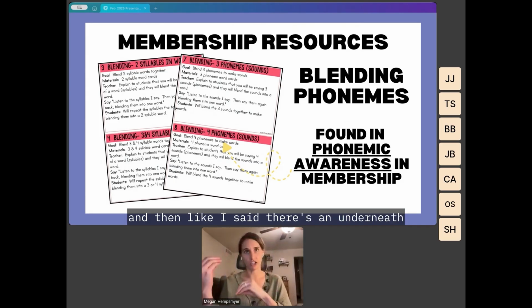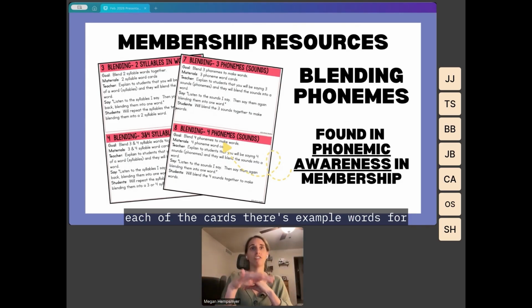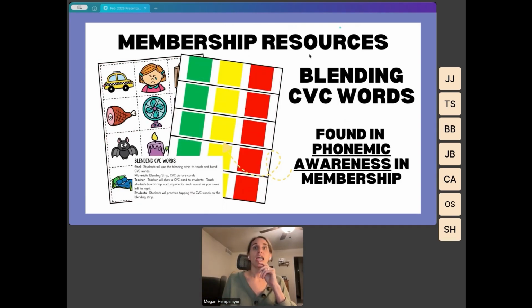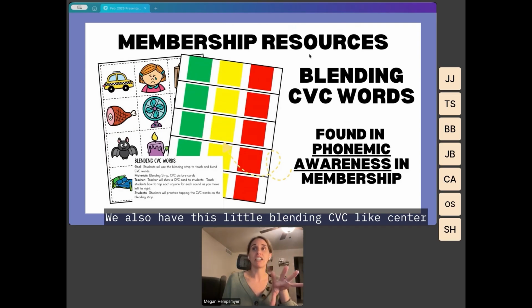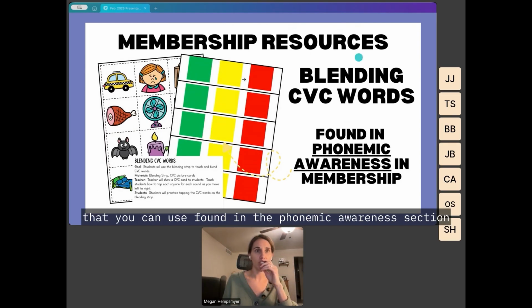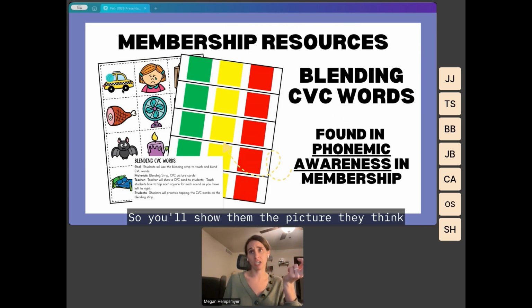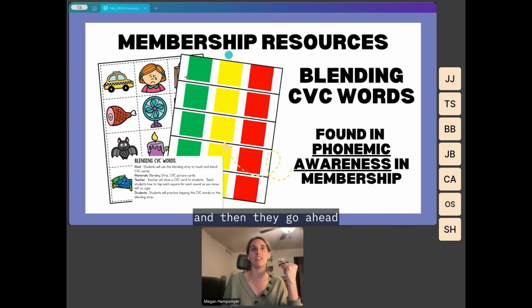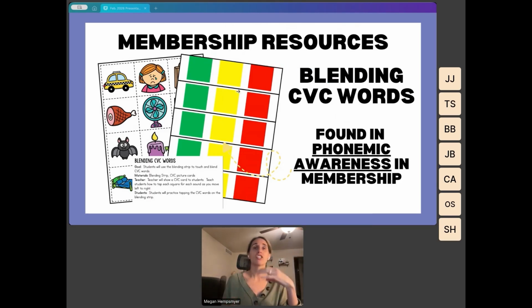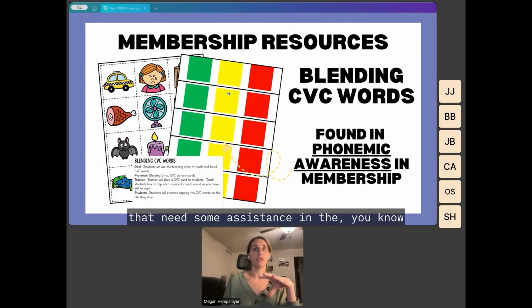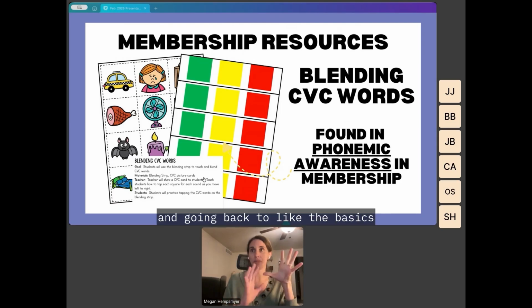And then, like I said, underneath each of the cards, there's example words for you to do with your students. We also have this little blending CVC center that you can use, found in the phonemic awareness section. So your students are using these color-coded boxes to help them with each word. So you'll show them the picture. They think, okay, the word is cab, and then they go ahead and work on cab. They work on doing that without seeing any letters. So this would be a really great example for some students that need some assistance in the phonological, phonemic awareness and going back to the basics.